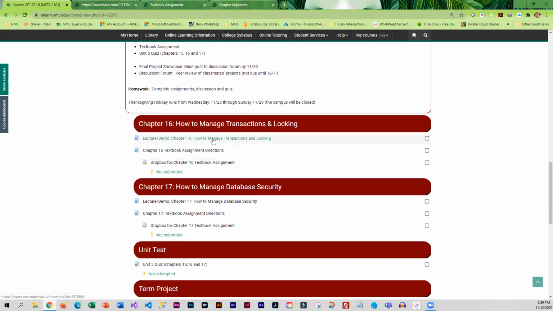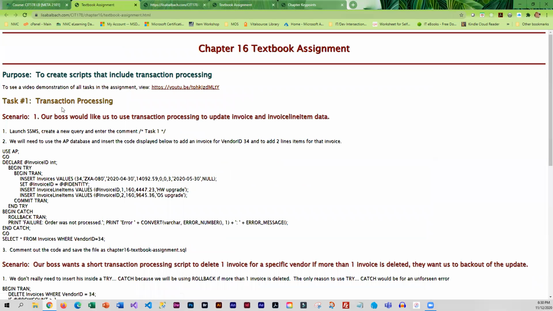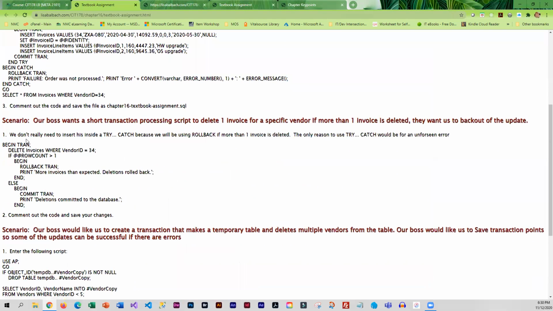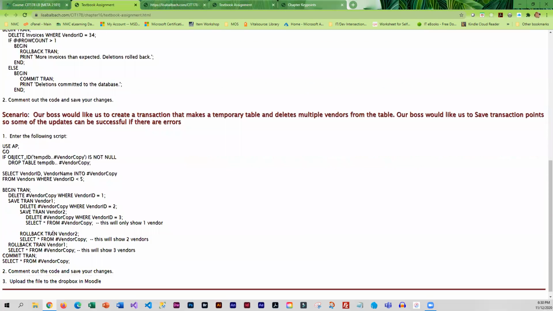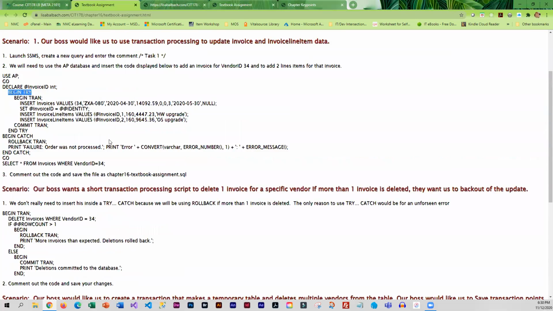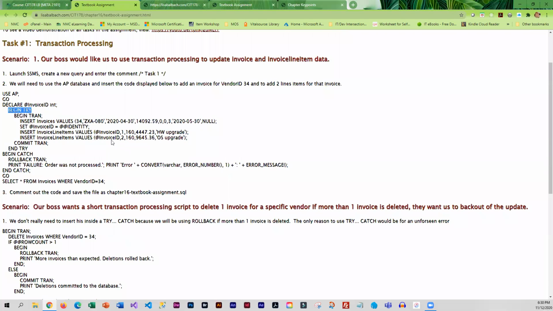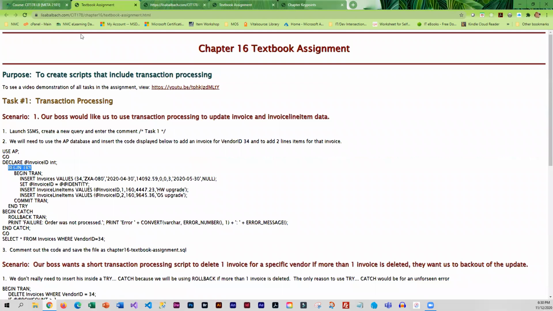As I mentioned, chapter 16 is short and the textbook assignment is also short. It's one task with 3 different exercises. And so you will notice that we do incorporate try and catch in here. Okay, so you can see not a whole lot to do in this textbook assignment, but it does give you a little taste of how you can customize the way that commits work for transaction processing in SQL.